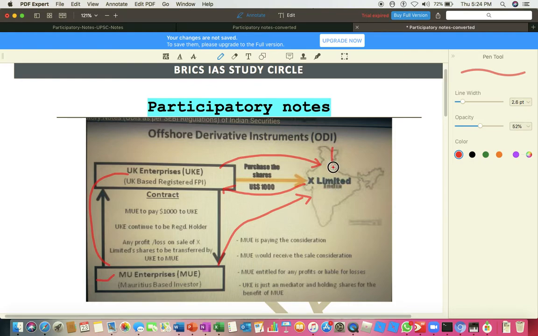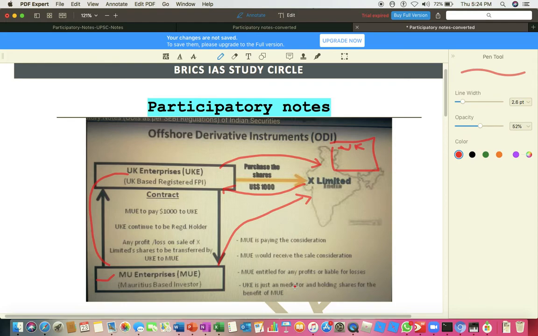So the Indian company will maintain a register. In this register, whose name is there? UK Enterprise's name is there. Then any profit or loss on the sale of X Limited shares, that means one fine day these X company shares, which were bought by UK company for MU Enterprise, are sold in the market, definitely the loss or profit will be transferred to whom? MU Enterprise.